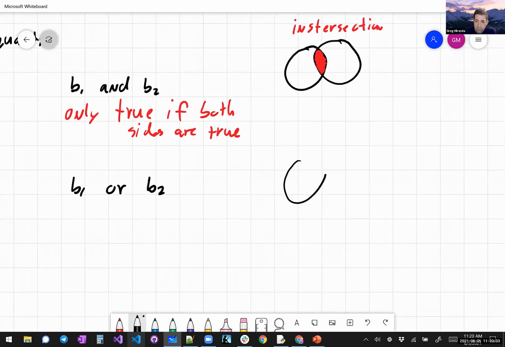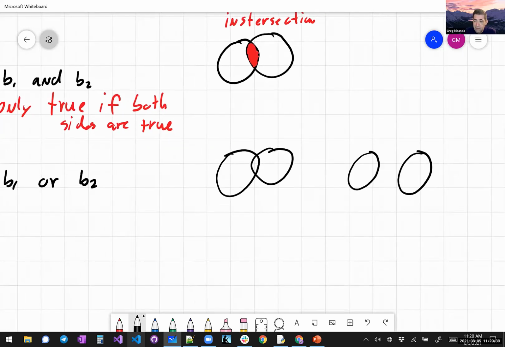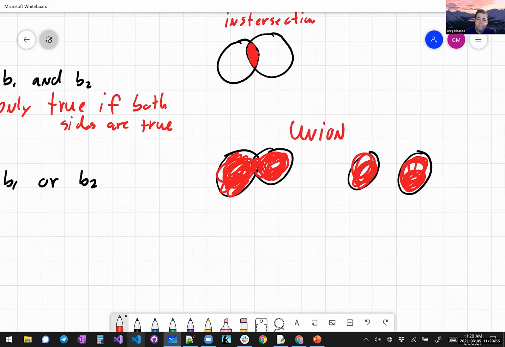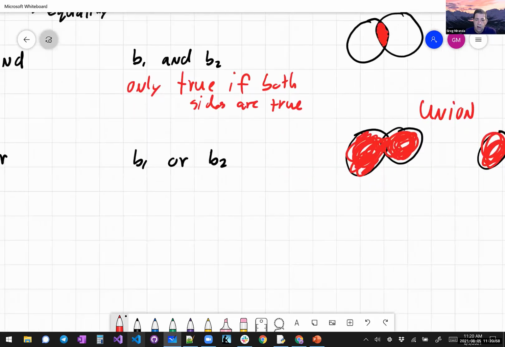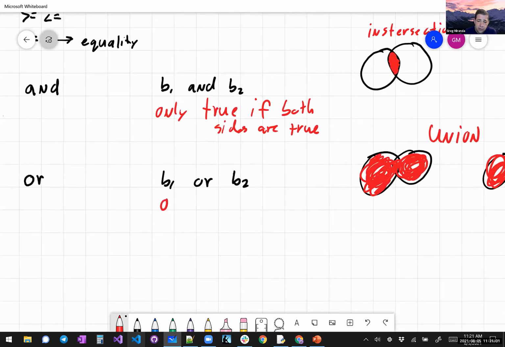And so if we were to draw a picture of or, and it doesn't even have to be that picture. They don't have to have anything in common. But if it's in either set, the whole thing is true, as long as it's in either set. And we call this a union. As long as one side is true, so only true if one side is true. It doesn't matter which side either.